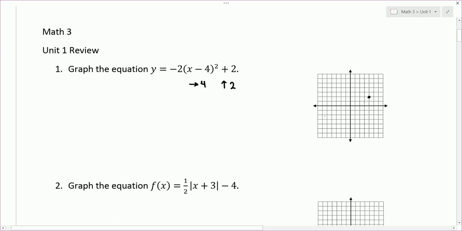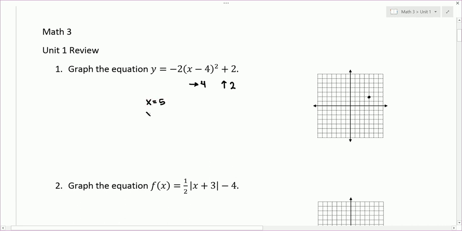We know that this graph is opening down because there's a negative out in front. That leading coefficient is a negative, but we need some more points. In fact, it's good to come up with at least 3 points to graph this. And so I'm going to plug in another value. We have a value when x is 4, so let's plug in 5 for x and see what we get for y.